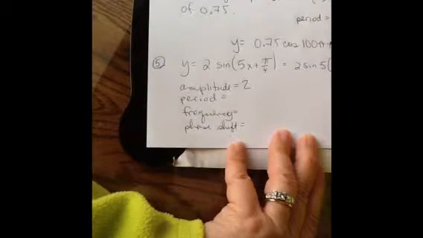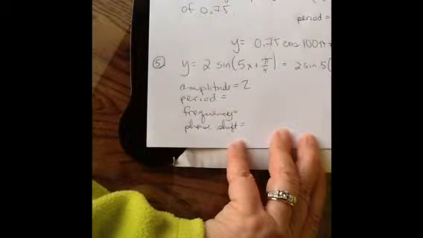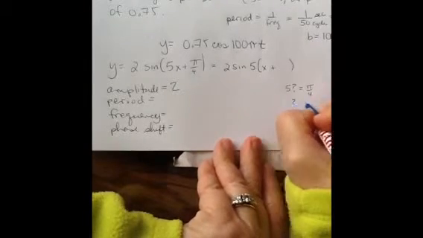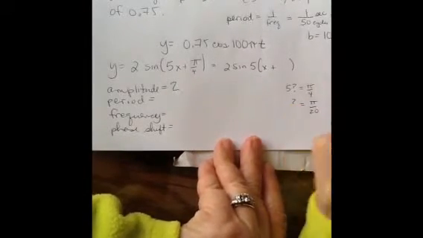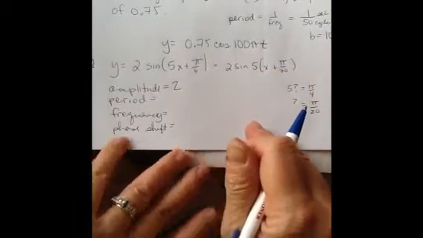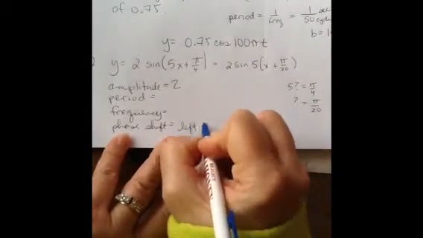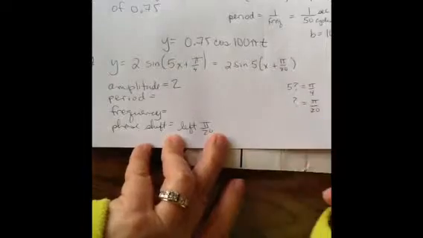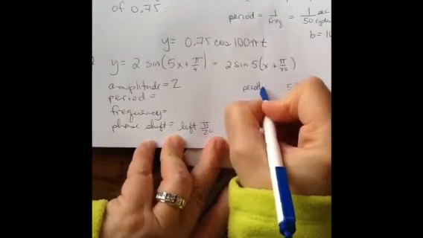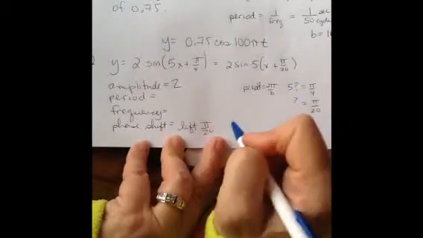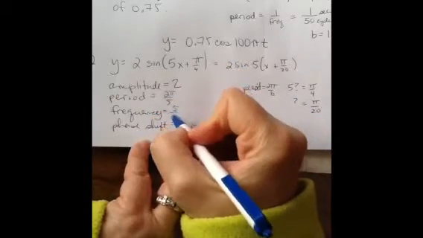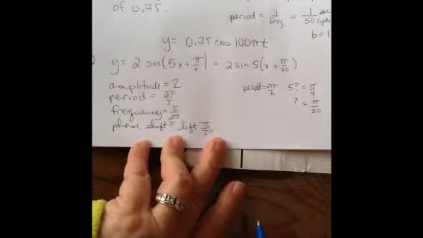So over here, I'm going to say 5 times a question mark gives me pi over 4. Now what I've got to do is find that question mark. Well, that's pi divided by 20. So I'm going to write pi divided by 20. So now my phase shift is such where I went left, pi over 20. The period is going to be 2 pi divided by b. Well, my b is 5, so it's 2 pi divided by 5. And my frequency is just the reciprocal. And that is how I would find it.